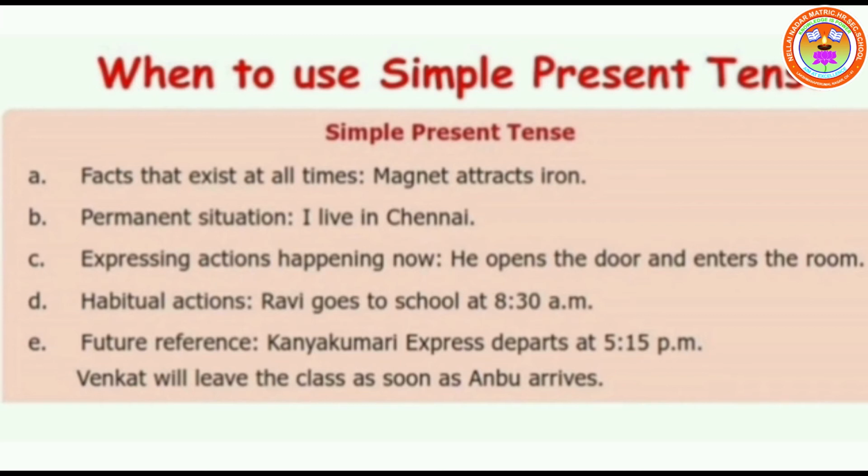Permanent situation. I live in Chennai. She is 60 years old. Expressing actions happening now. He opens the door and enters the room. Habitual actions talk about the things we do regularly. Ravi goes to school at 8:30 a.m. You play games every day.